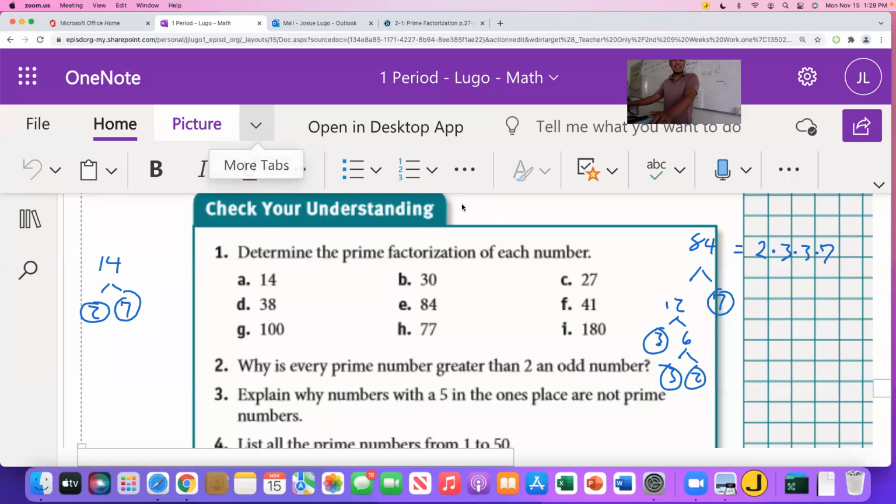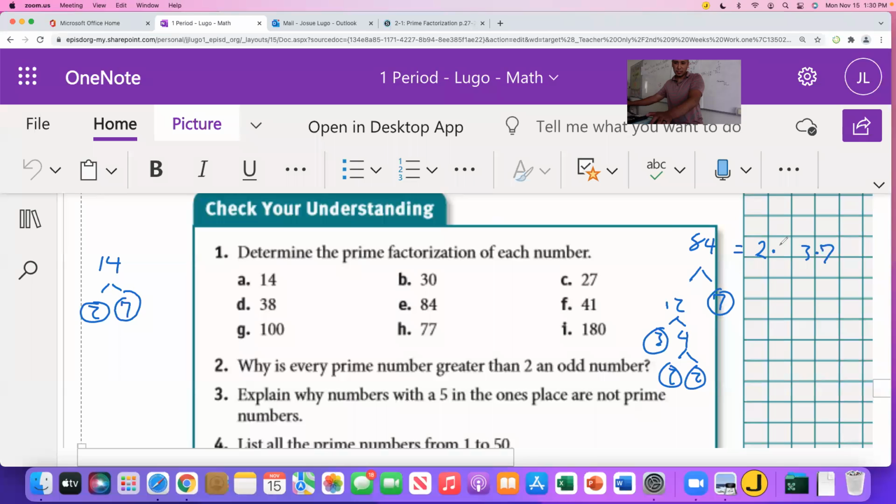Now, when I look at the answer choices, 2 times 3, that's 6, 6 times 3. Wait, did I miss something? Oh, I did miss it. See, notice I made a mistake. Because 12 is 3 times 4, not 3 times 6. So that should be 4, and that should be a 2. So it's 2 times 2 times 3 times 7.